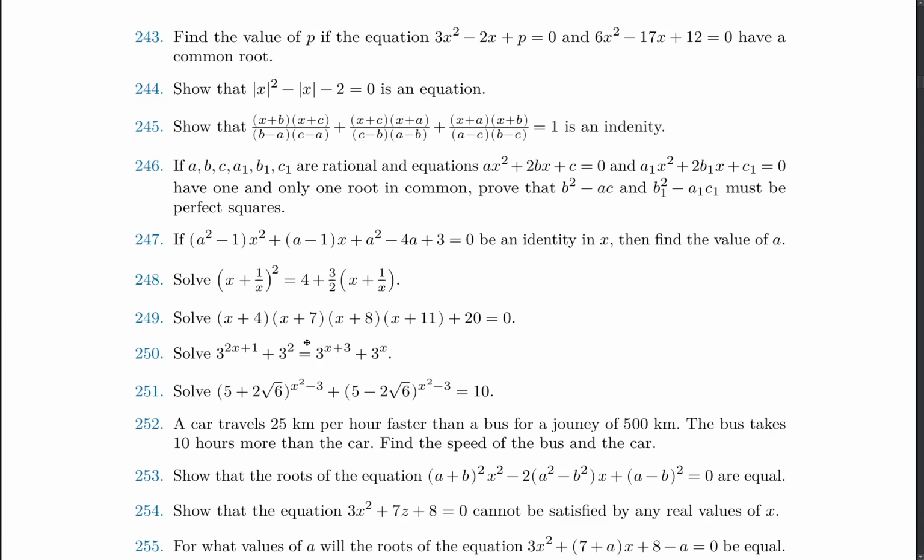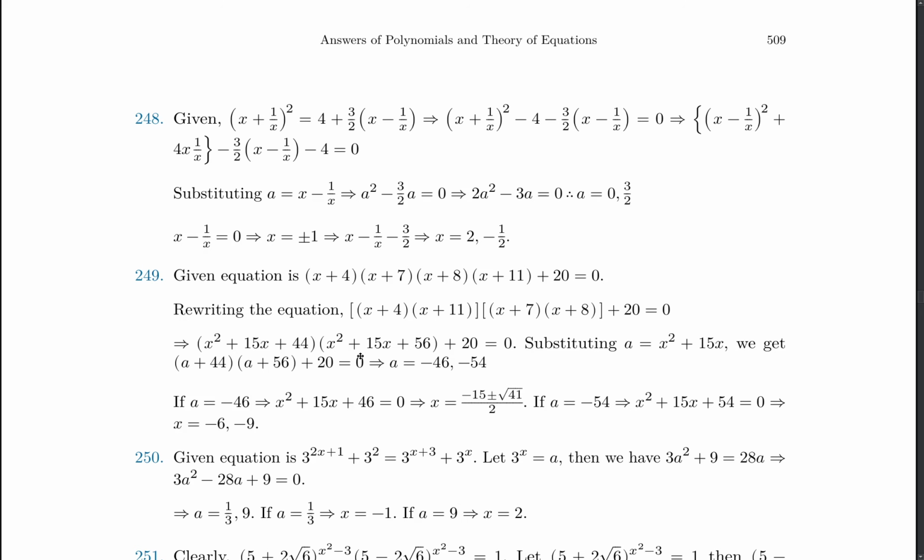Now we come to the last problem of this set. We have to solve 3 to the power 2x plus 1 plus 3 square is equal to 3 to the power x plus 3 plus 3 to the power x. So in this equation, we plug in 3 to the power x is equal to a. So this becomes 3a square plus 9 is equal to 28a. And therefore a is equal to 1 by 3 or 9. So if a is 1 by 3, then x is minus 1, and if a is 9, then x is equal to 2. So with this, we come to the end of the 25th set of problems on quadratic equations and polynomials.